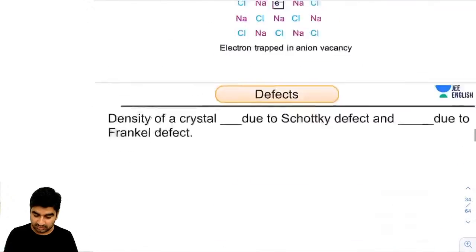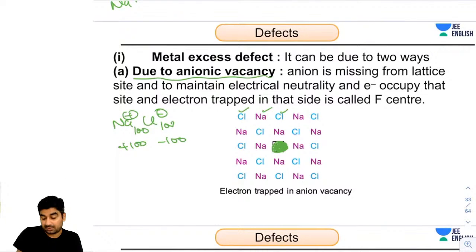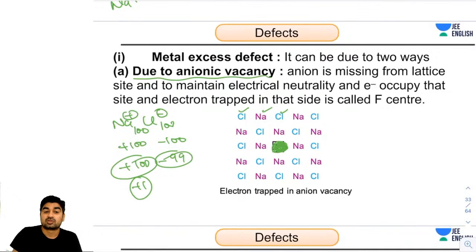So now I'm moving to the next point, guys. Due to anion vacancy, what will happen? Suppose I'm taking NaCl, and if one chloride ion is missing from here, now to maintain electrical neutrality, initially there were 100 Na+ and 100 chloride, so there was plus 100 and minus 100. But if one chloride is missing, there would be plus 100 and minus 99. So plus one extra is there. So what will happen?